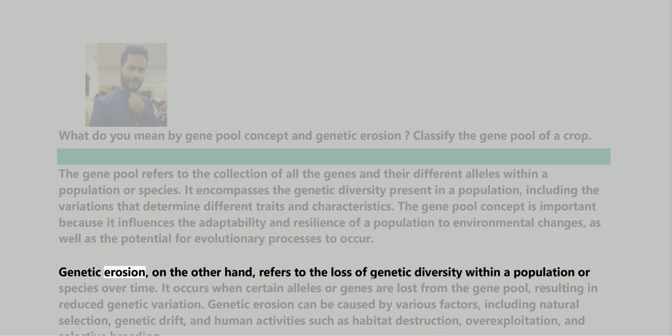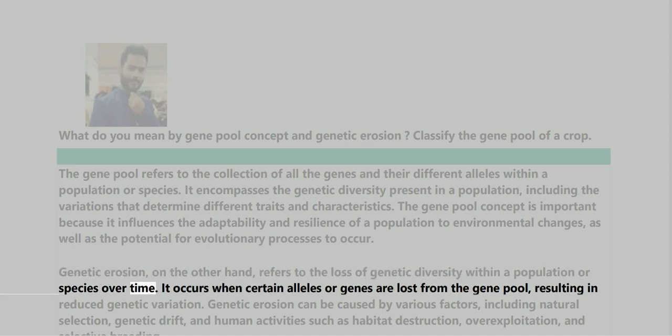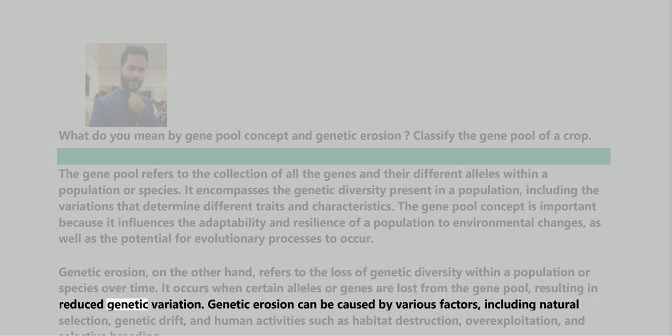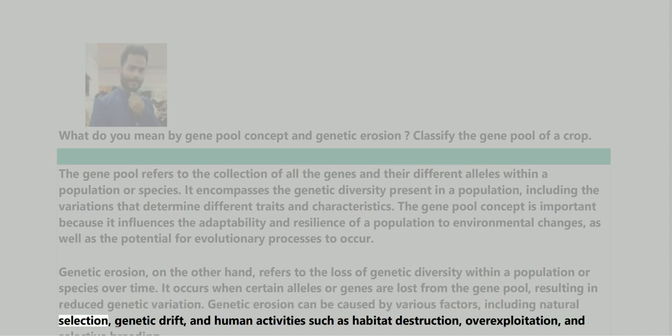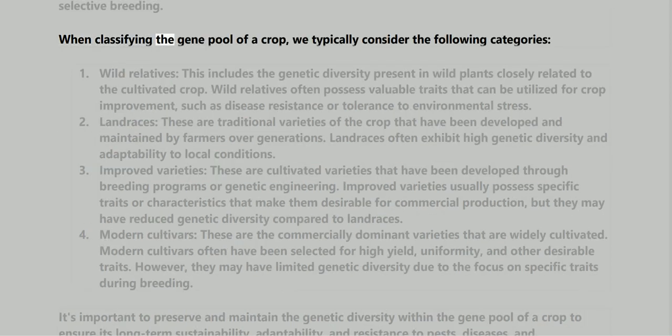Genetic erosion, on the other hand, refers to the loss of genetic diversity within a population or species over time. It occurs when certain alleles or genes are lost from the gene pool, resulting in reduced genetic variation. Genetic erosion can be caused by various factors, including natural selection, genetic drift, and human activities such as habitat destruction, overexploitation, and selective breeding. When classifying the gene pool of a crop, we typically consider the following categories.